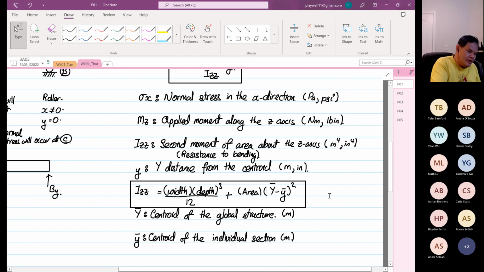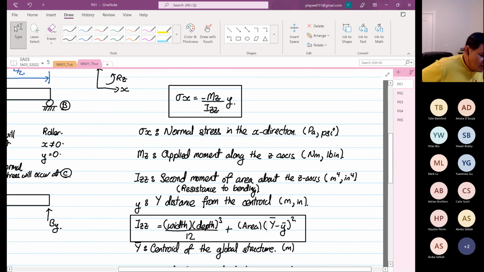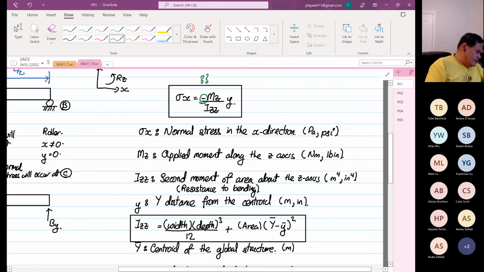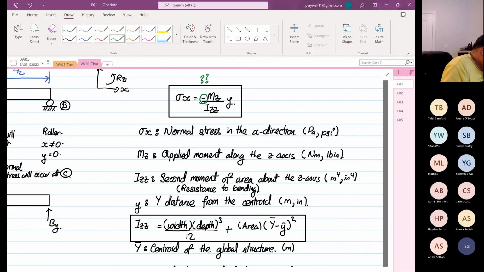Right. So I've shown you a relationship that the normal stress x is equal to minus Mz over Izz multiplied by y. Now the next thing that comes to our mind is why do we have a minus sign over here? Why must it be minus? There are a few explanations that I can give, but I'm going to show you how this minus plays into determining whether the structure is under tensile or compression.